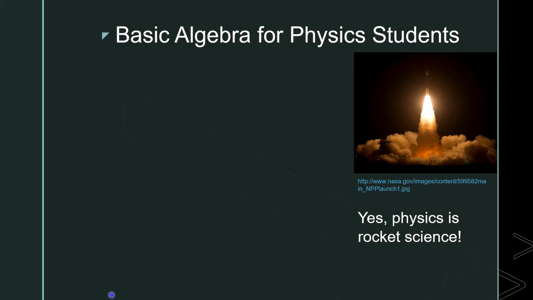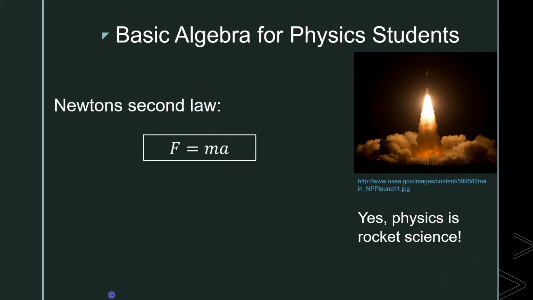In physics, most equations are solved in terms of variables first, rather than plugging in numbers at the first chance we get. Look at one simple but very important equation in physics: Newton's second law of motion. It is written as F is equal to m times a. Did you notice there is no x or y or numbers?